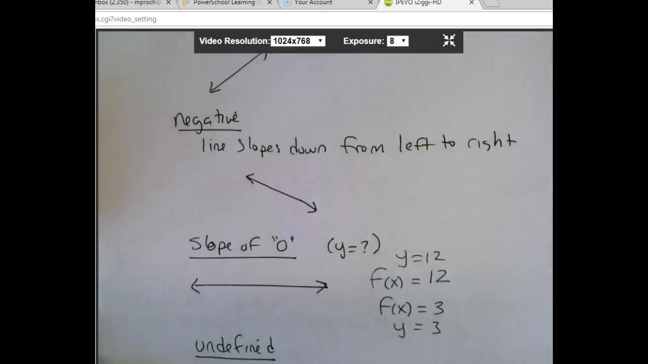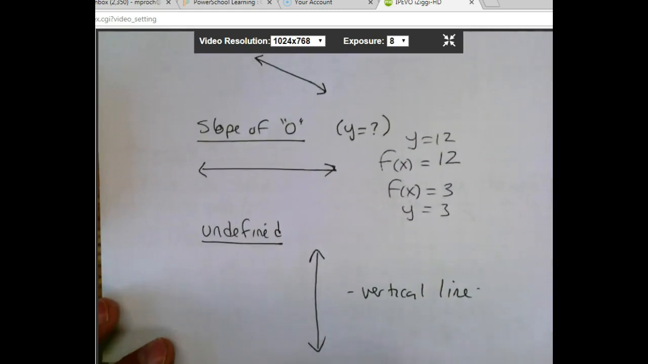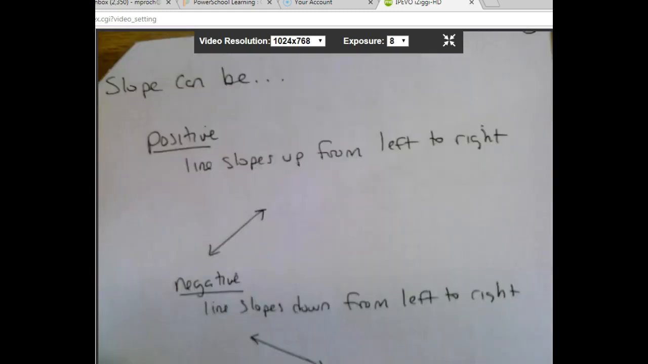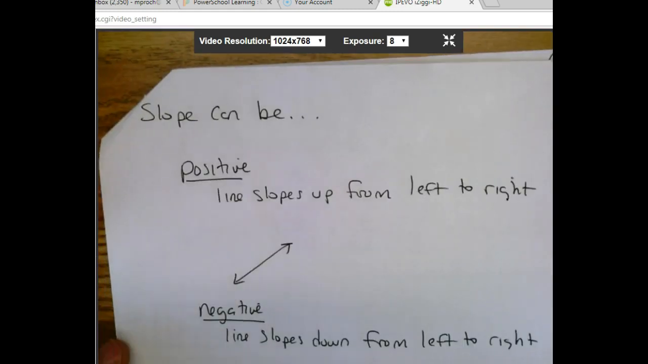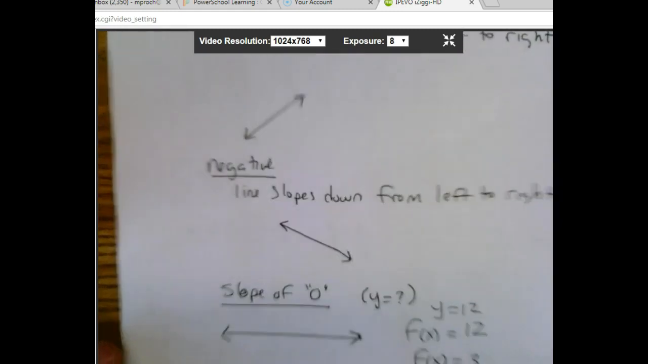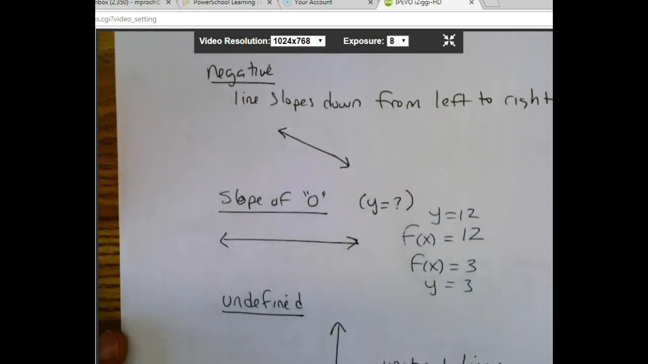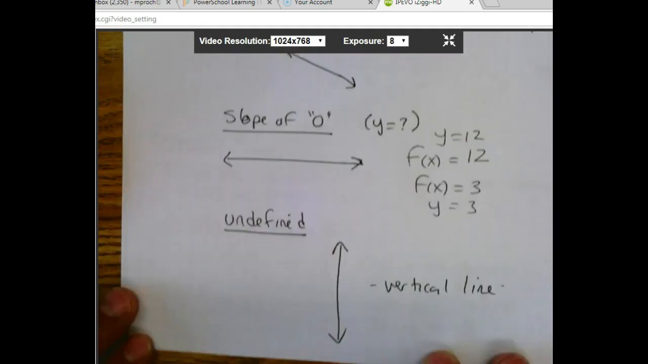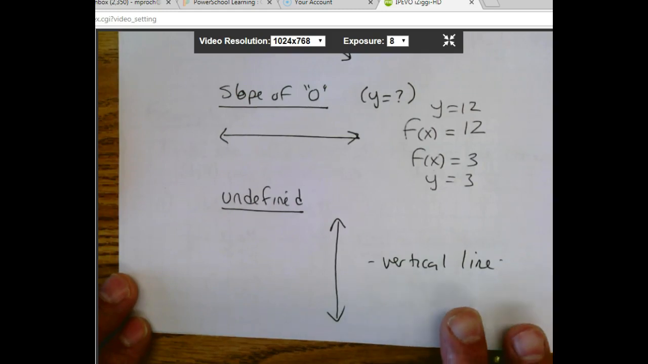So then one last possibility is we have slope that's undefined. Okay, and that is a vertical up and down line. So that's where we have something is equal to an x. Okay? So that's those important qualifiers. Whenever we have slope, we can have a positive slope going up from left to right. We can have negative slope going down from left to right. We can have slope of 0 going straight across on the horizontal, and we can have undefined going up and down on the vertical.